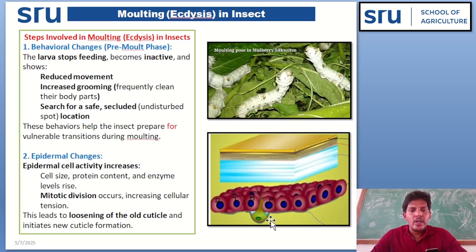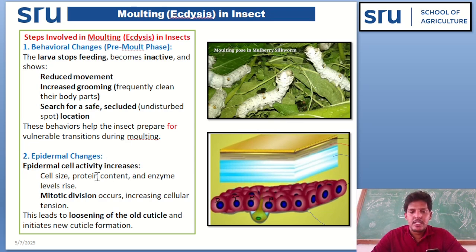So, steps involved in molting in insects. First, behavioral changes. The larvae which are undergoing molting stop feeding, become inactive and show reduced movement and increased grooming, that is frequently cleaning their body parts, and search for a safe, secluded, undisturbed spot. This behavior helps the insect prepare for the vulnerable transition during molting.